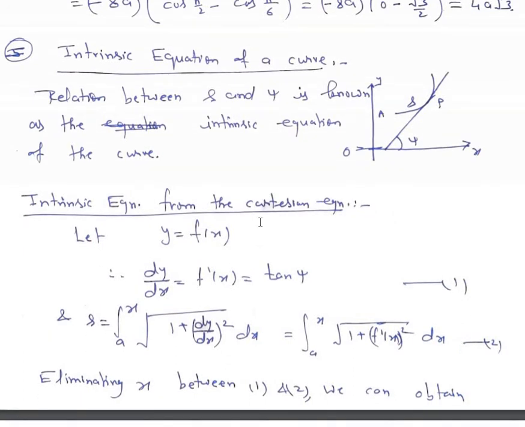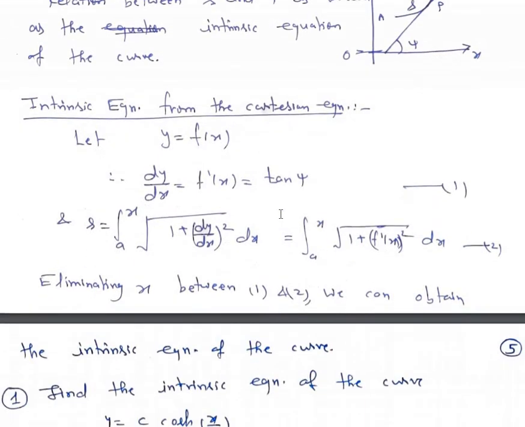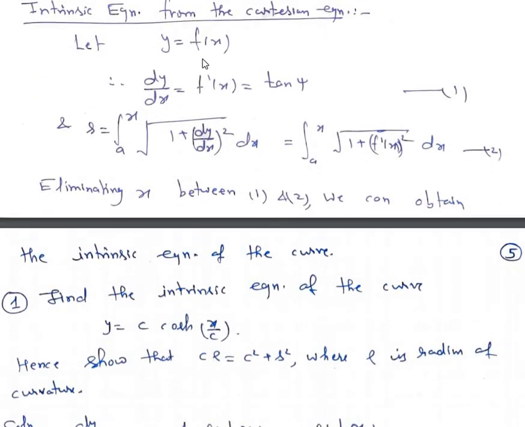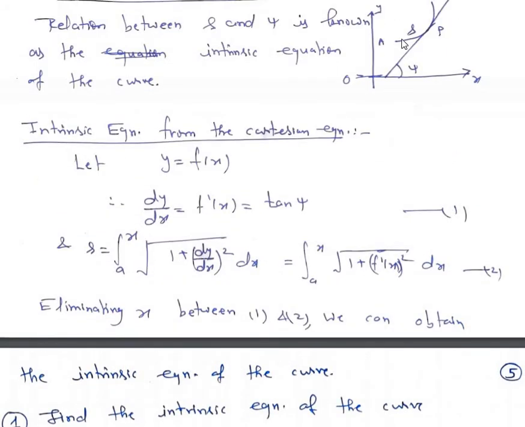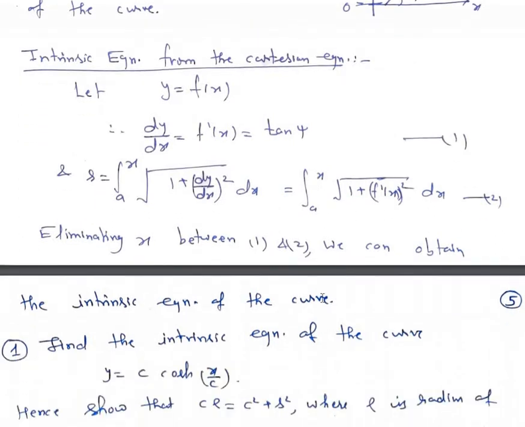So today we shall discuss intrinsic equation from the Cartesian equation. Suppose the equation of the curve is y is equal to f(x). So then dy upon dx is f dash x, which is tan psi. Now s is equal to integral from a to x, suppose x coordinate of this point A is a. So s is integral from a to x under root of 1 plus (dy by dx) whole square dx, which is equal to integral from a to x under root of 1 plus (f dash x) whole square dx. Now eliminate x between 1 and 2. We'll obtain a relation between s and psi, which will be intrinsic equation of the curve.